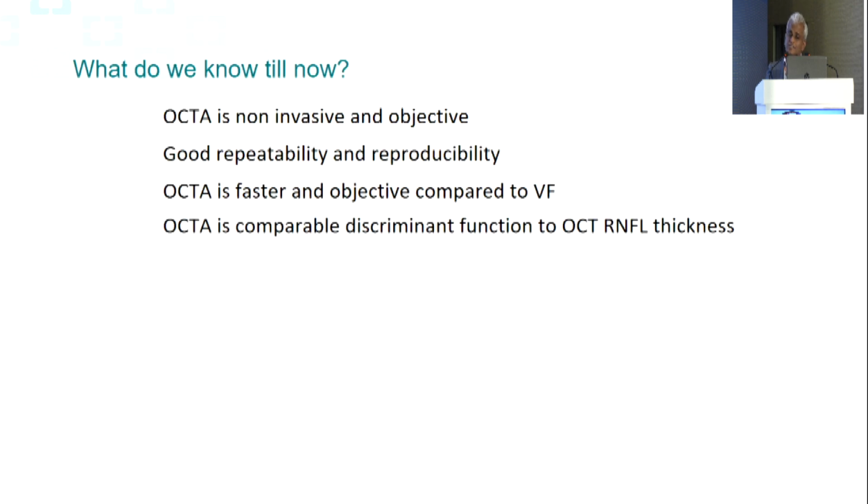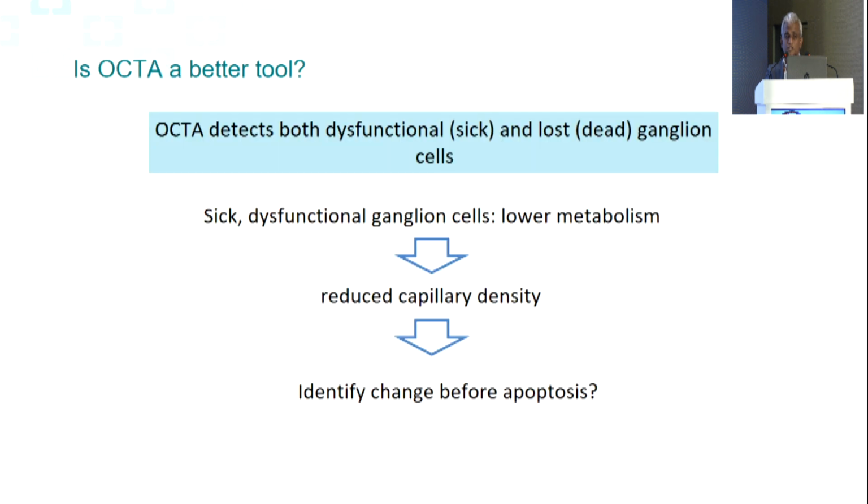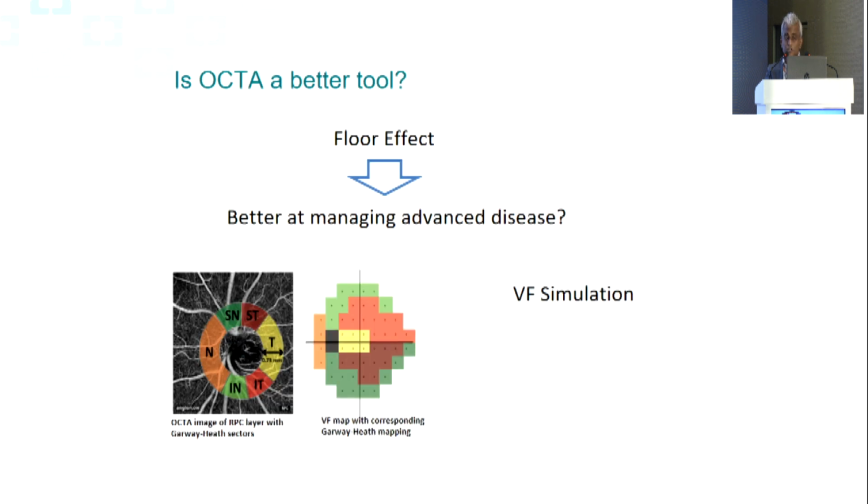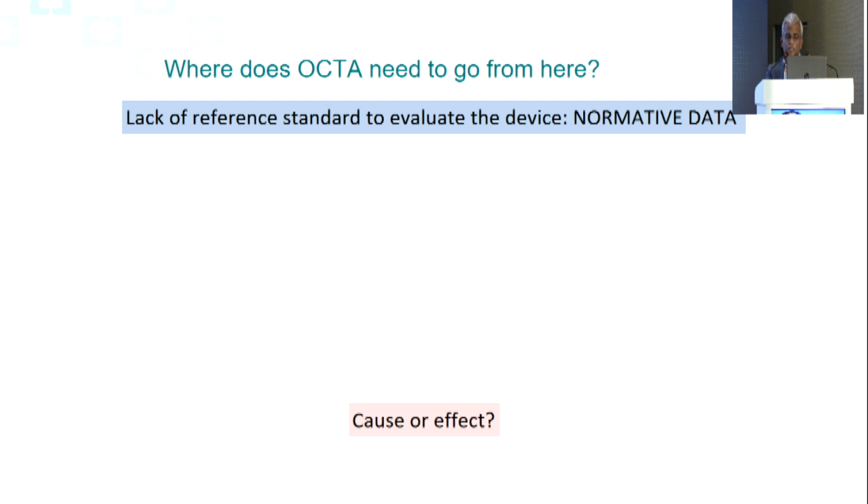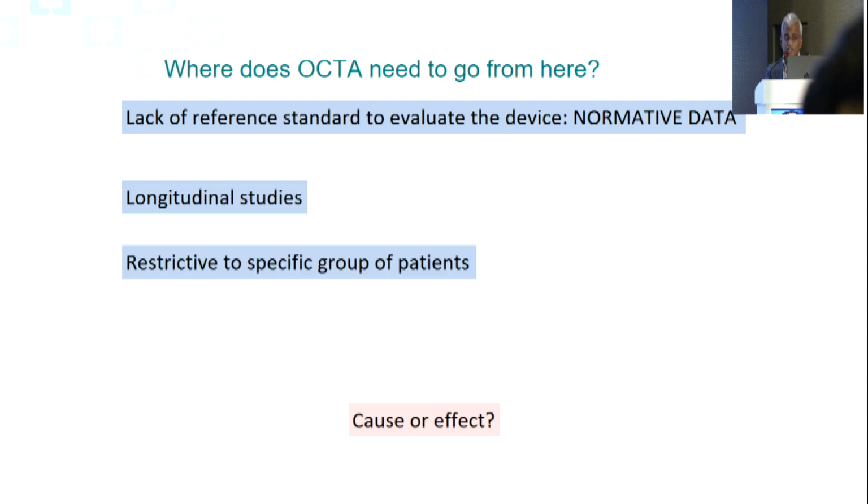So OCTA is non-invasive and objective. Repeatability is fairly good. It's faster and more objective compared to visual fields, and has comparable discriminant function to OCT RNFL function. Is it a better tool? Probably, with the floor effect not being a challenging factor, it might be a better tool than nerve fiber layer defects. There is, however, a lack of reference standards for evaluating the device because we don't have a normative database to compare it to. Longitudinal studies are required.